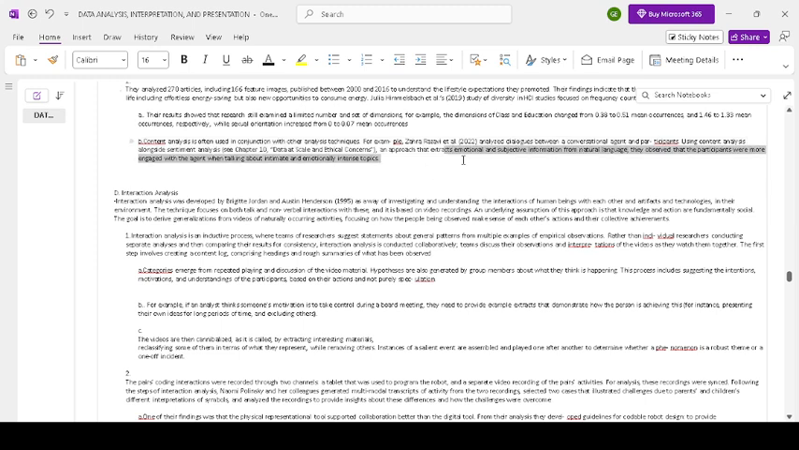Sentiment analysis is an approach that extracts emotional and subjective information from natural language. They observed that the participants were more engaged with the agent when talking about intimate and emotionally intense topics.